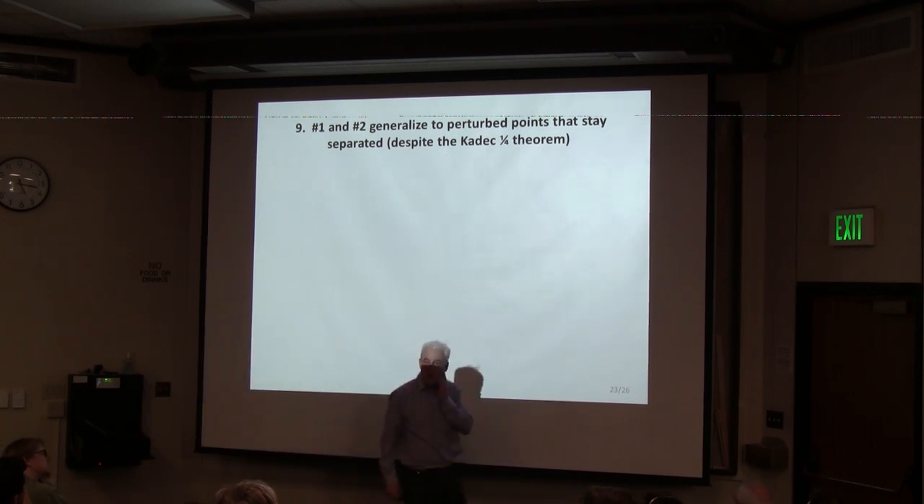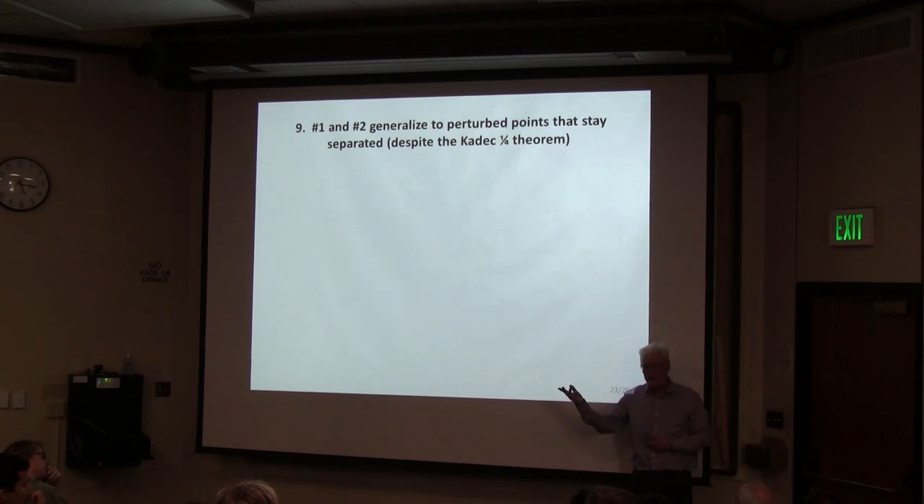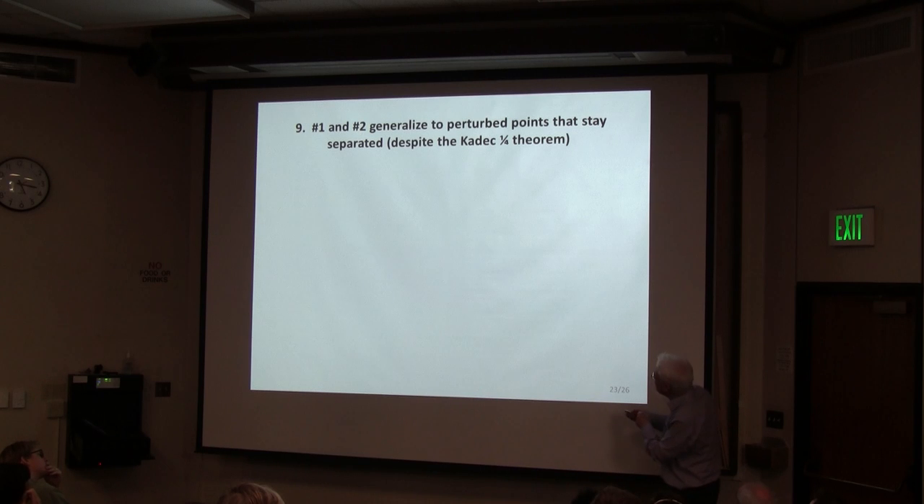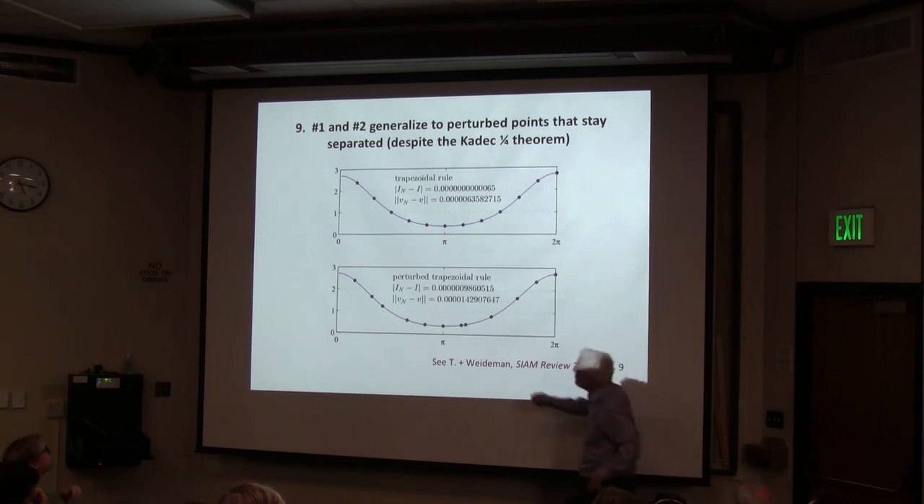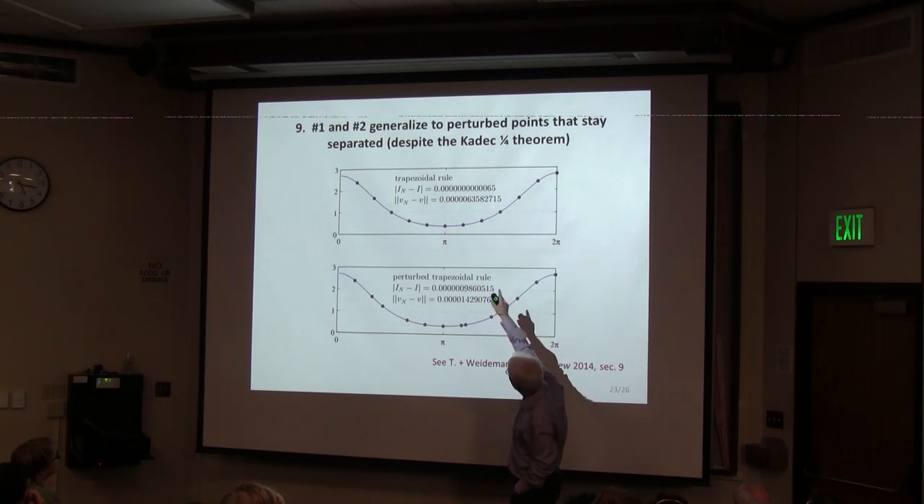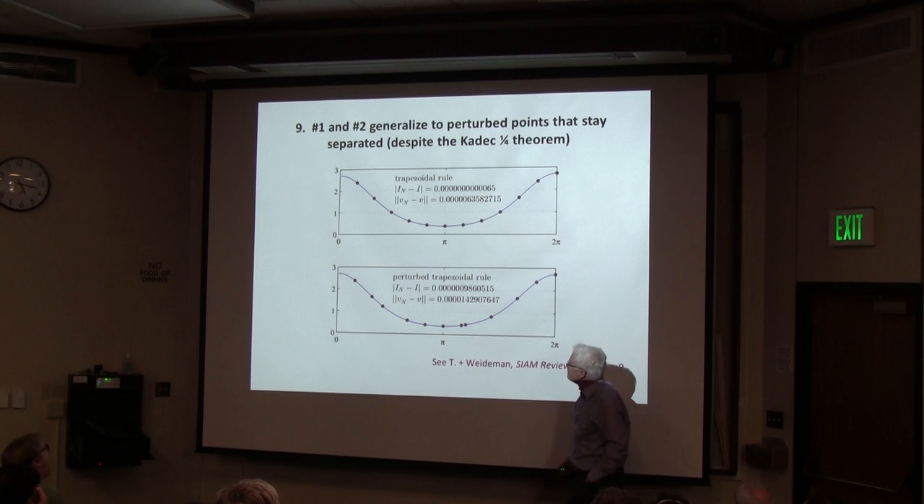So that got me thinking about quadrature analogs. Does the trapezoidal rule depend on having the points exactly evenly spaced? Well, the answer is no if you view it right. And I forget what's on the slide here, so let me find out. Okay. So here we have the trapezoidal rule for a periodic function. We have, what, 12 points or something? And the error in the quadrature is like 10 to the minus 15.